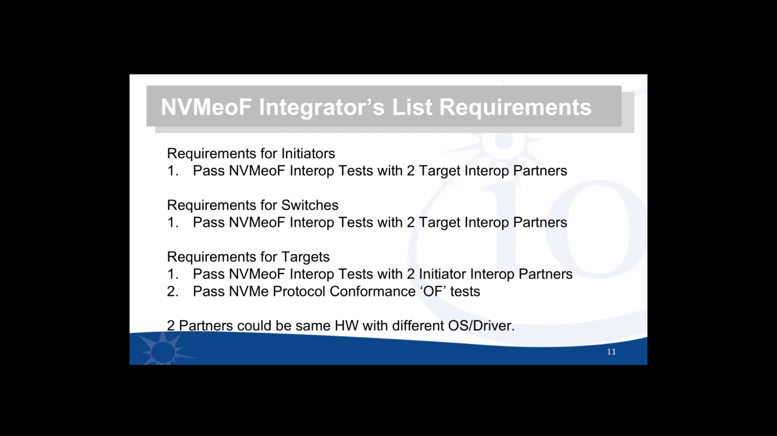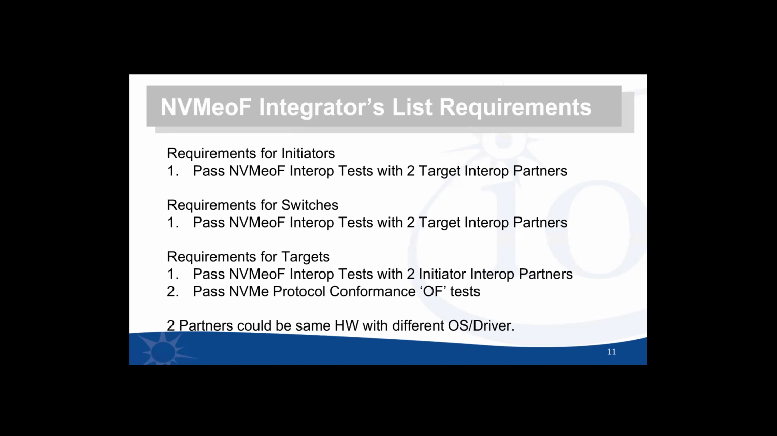As far as the actual test requirements, for the initiators, whether they're Fibre Channel or RoCE initiators, we want them to pass the interoperability tests with at least 2 Interop partners. Now, those 2 Interop partners, it could be different products with different hardware. It could be the same hardware with a different operating system or driver, and that's going to apply to all of the Interop partners that I'm going to talk about here. Next, for switches, same thing. We want those switches to pass with 2 different target Interop partners, just the Interop test.